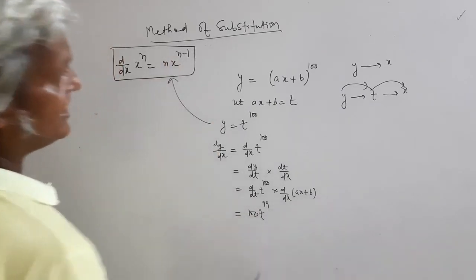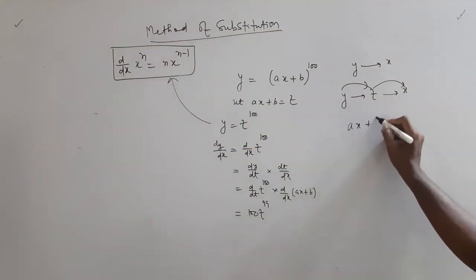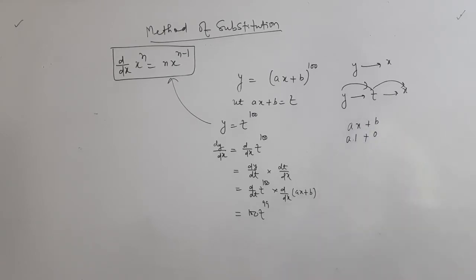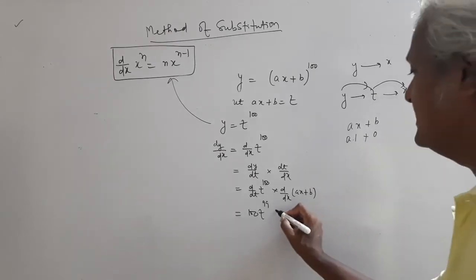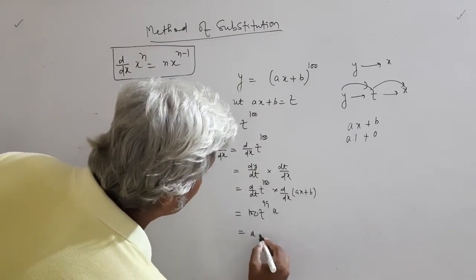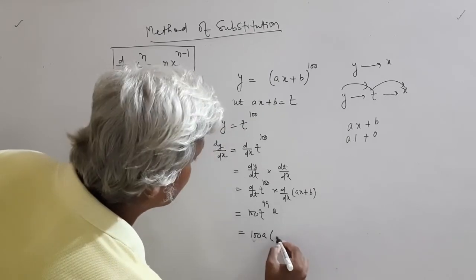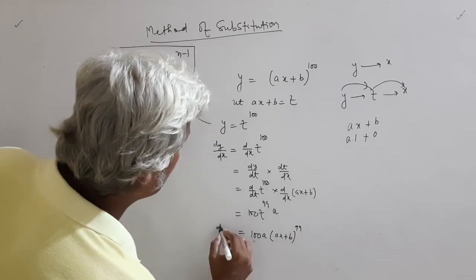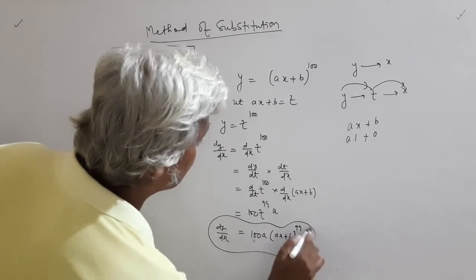And then if you differentiate ax plus b, you see here a is constant and differentiation of x is 1, plus differentiation of constant b is 0. So it's a plus 0, that is a. Now you just write the whole term properly, then you get 100a, and then here you have ax plus b whole to the power 99. This is dy by dx. This is the method of substitution.